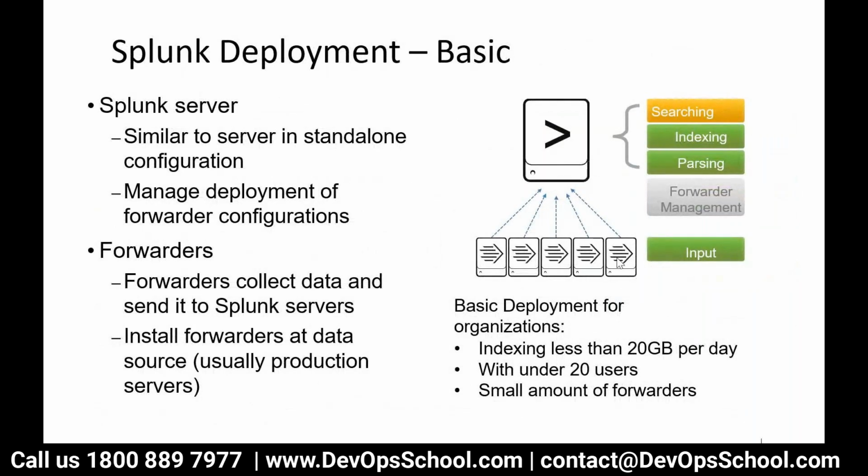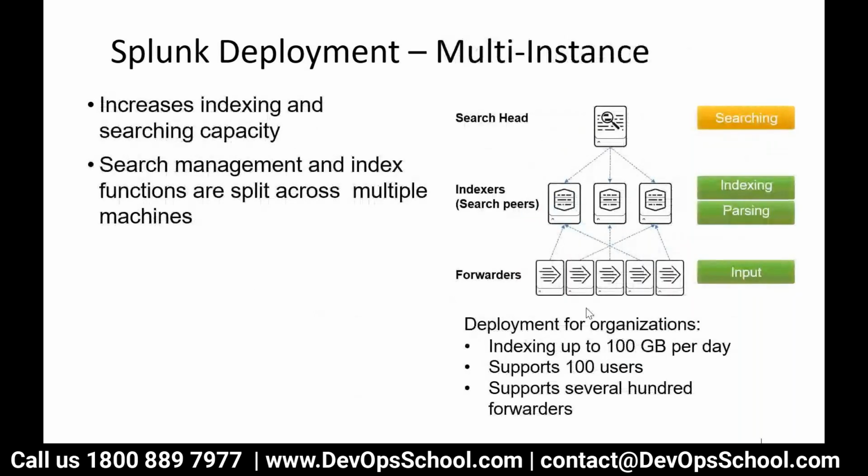What I did, searching, indexing, parsing, I made it only one. And then for the forwarder, I separated it out. One universal forwarder. But here it can be separate also. So search head can be separate, indexer and parsing can be separate, and the universal forwarder can be separate. Now it's in the enterprise recommendation.